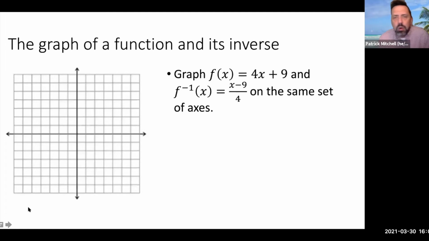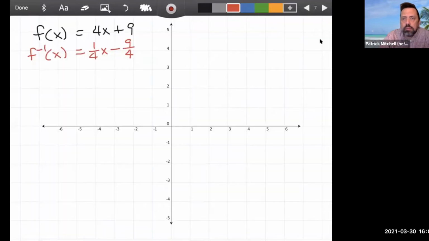All right, so what I want to show you now is taking the letter A example, I believe it was, and I want to show you what it looks like when you graph these two functions on the same set of axes. So back to the tablet we go. Okay, I wanted to get the functions written down on my slide there.